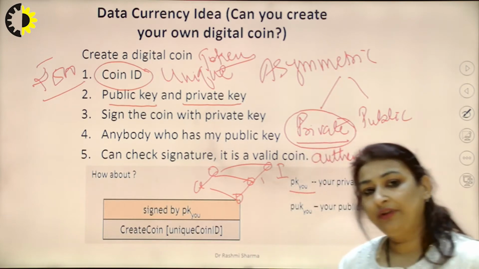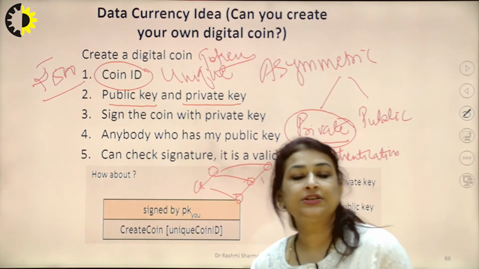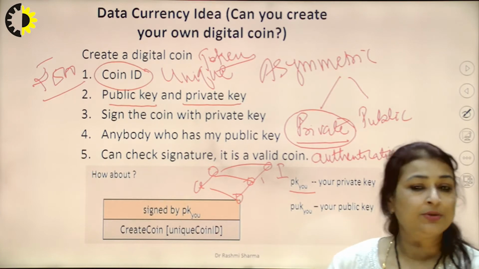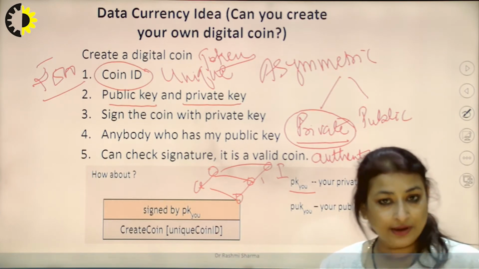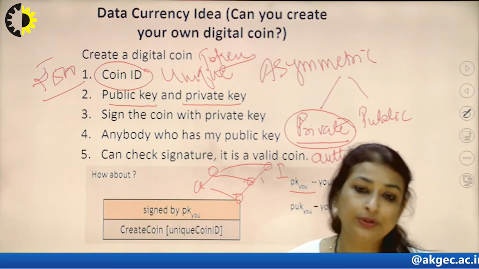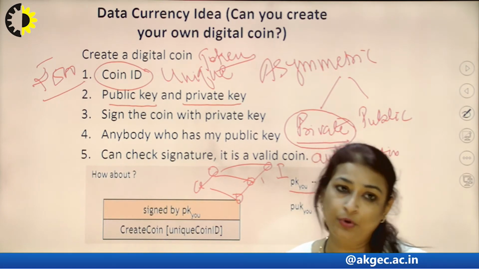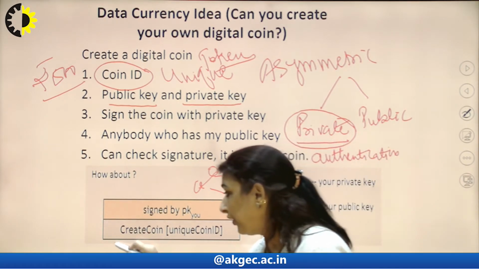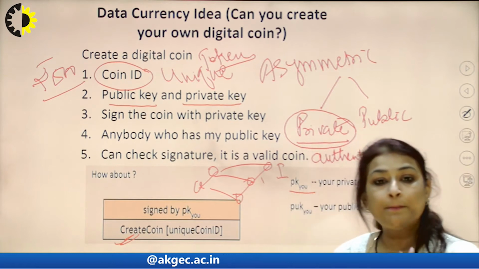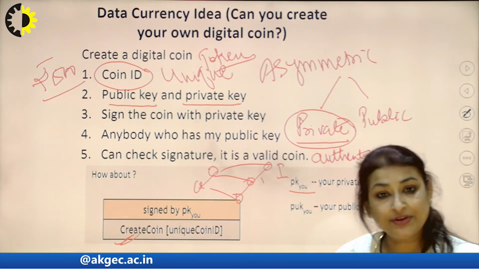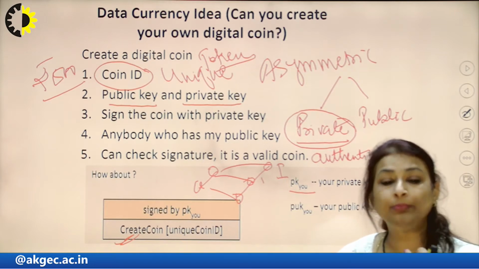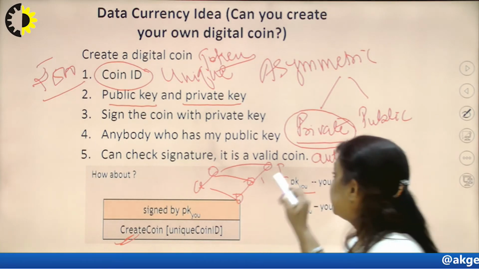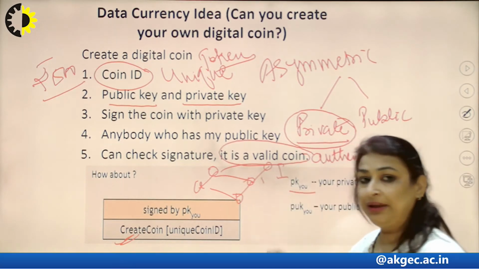Assume that I have to purchase a book from my friend. I have generated this coin, and I have to give this digital coin to my friend so that I can exchange it for the book. So I have to sign this unique coin ID after creating it, so that the receiver can identify that I am the owner of this coin. After checking the coin, if it has been signed by me, it means the coin is a valid coin.